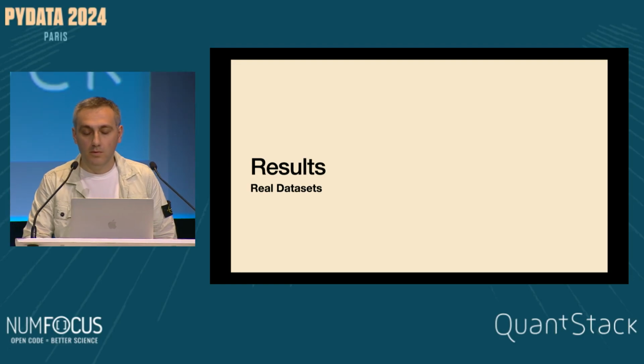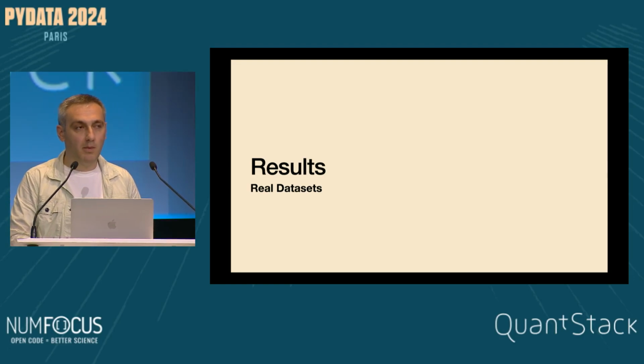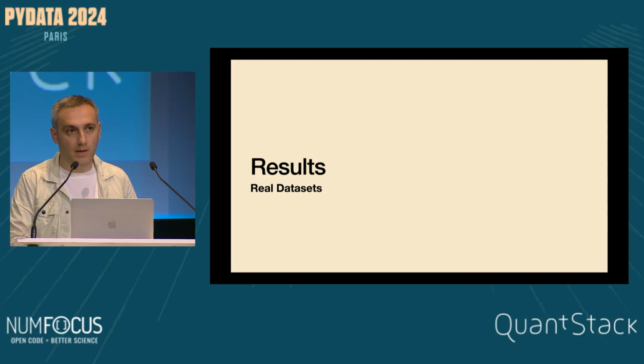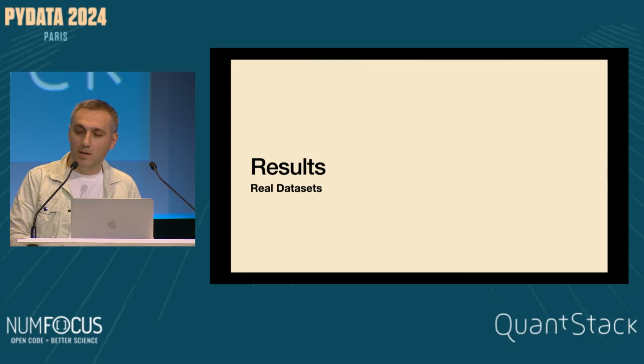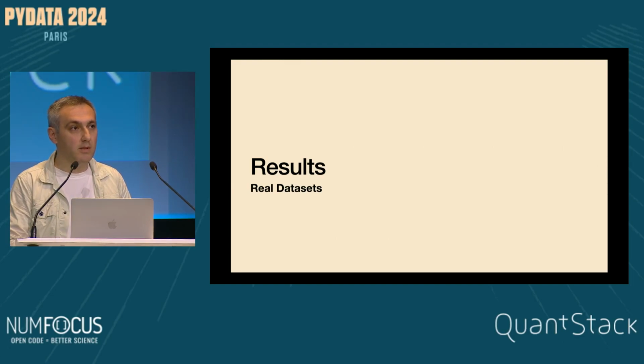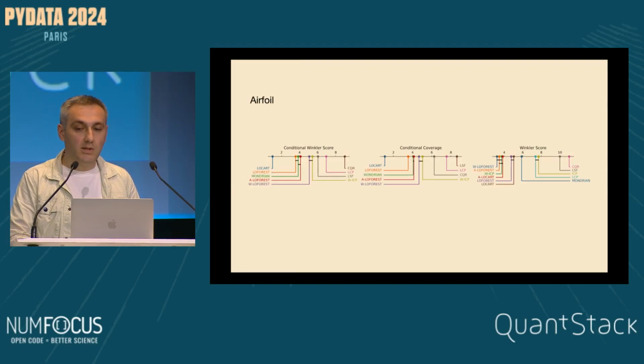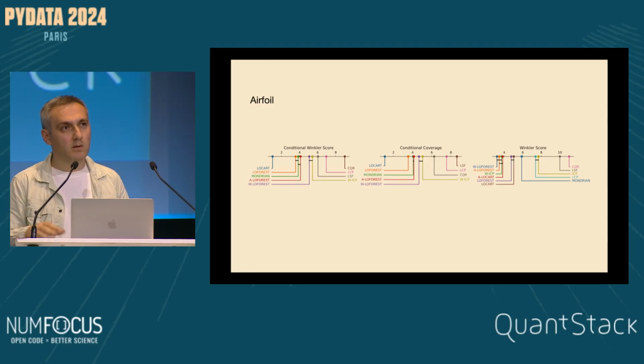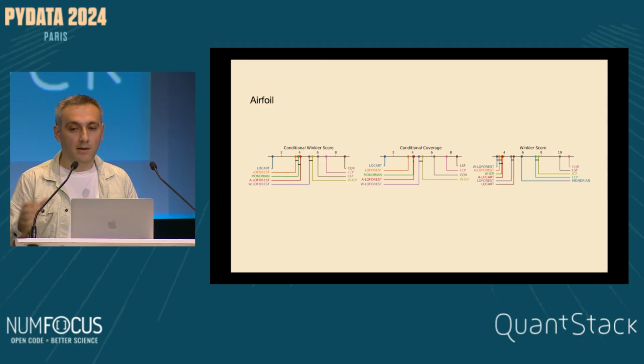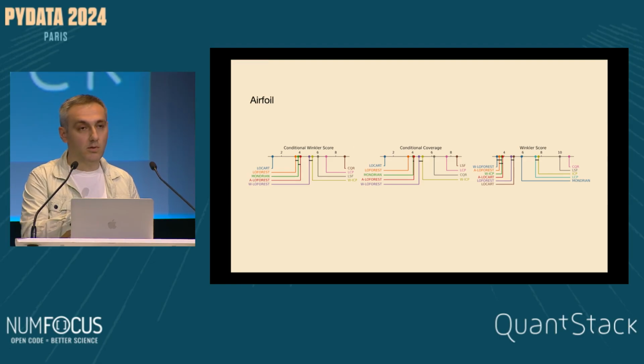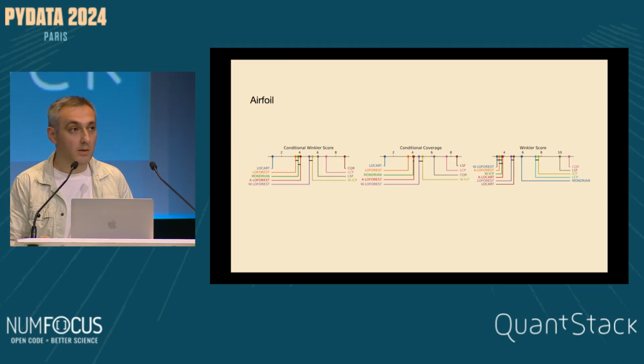So now let's talk about the results. I've used a bunch of publicly available data sets, data sets that are usually used in the papers to do the benchmarking. For each data set, I measure the assessment across these 3 dimensions: conditional Winkler score, conditional coverage, and Winkler score. The Winkler score is based on marginal coverage, and obviously the main metrics for us are the first 2, but just for consistency, I've included the standard Winkler score as well.